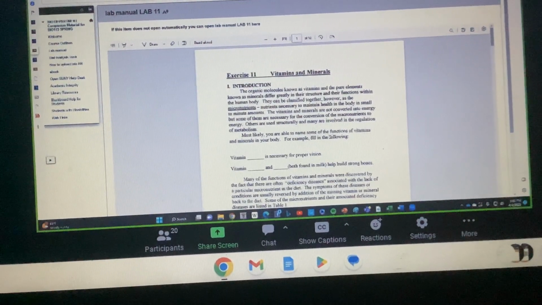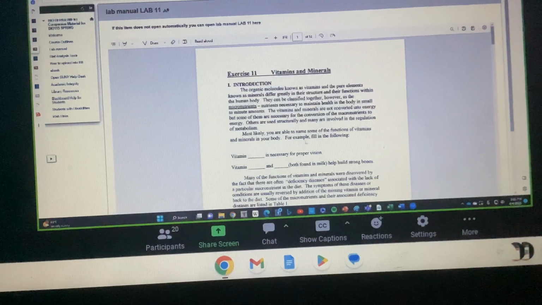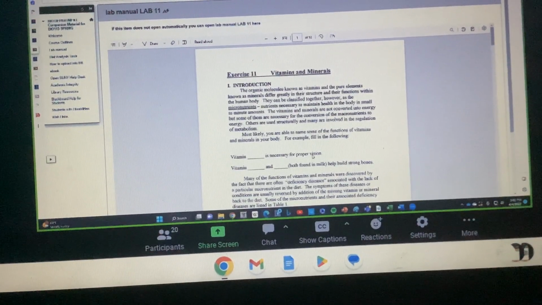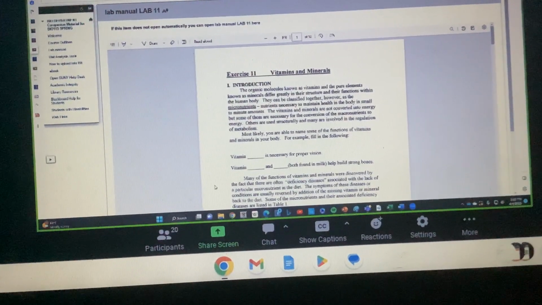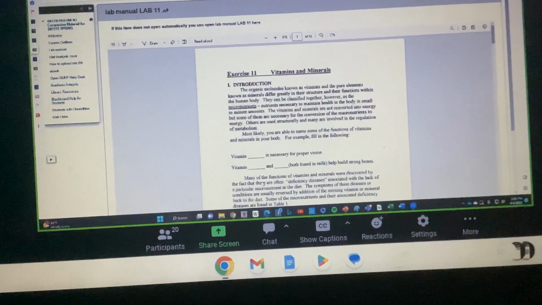Most likely, you're able to name some of the functions of vitamins and minerals in your body. For example, fill in the following. Vitamin blank is necessary for proper vision. What is that? What are they referring to? Anybody? Bueller?